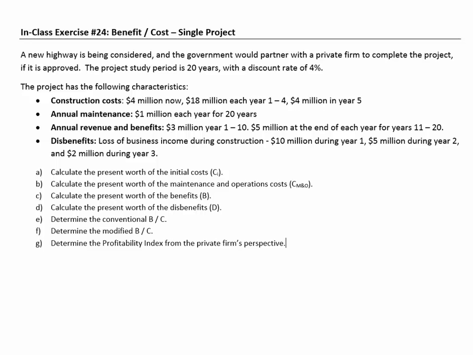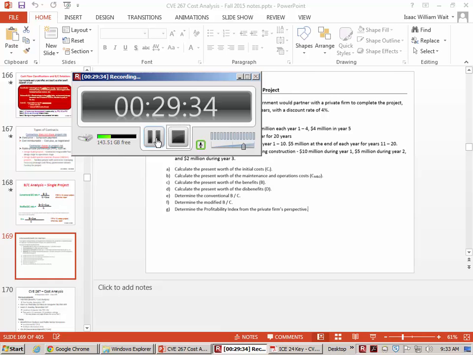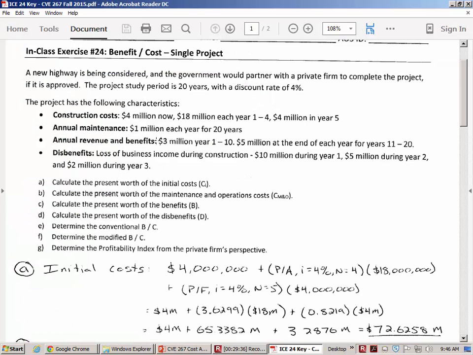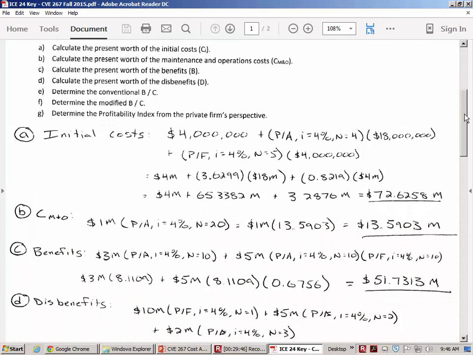If it helps you to visualize, feel free to draw a little cash flow diagram, but what I'd suggest is, if you're going to draw a cash flow diagram, make it a separate diagram for each one of these bullet points. Don't try to put everything on the same diagram. It'll be more clear to do a separate one for each component. D, disbenefits.